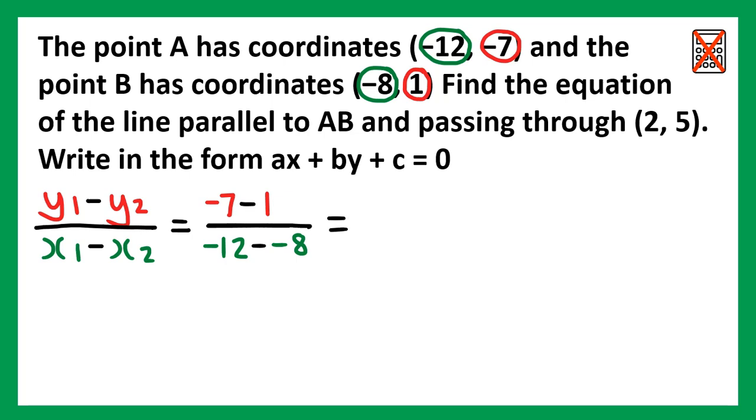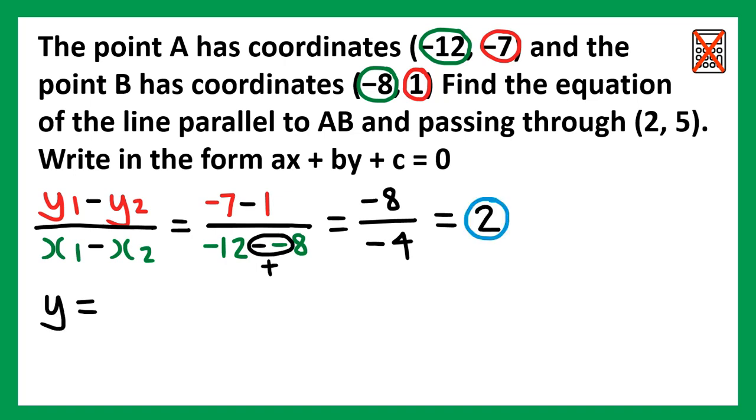Negative 7 take away 1 is negative 8, and negative 12 subtract negative 8 is the same as adding 8 to give me negative 4, and negative 8 divided by negative 4 is 2. Now the gradient is known, I can substitute this into y equals mx plus c. I need to substitute a coordinate that lies on the line to eliminate x and y and find my y-intercept. Again, this has been given to me as 2, negative 5.